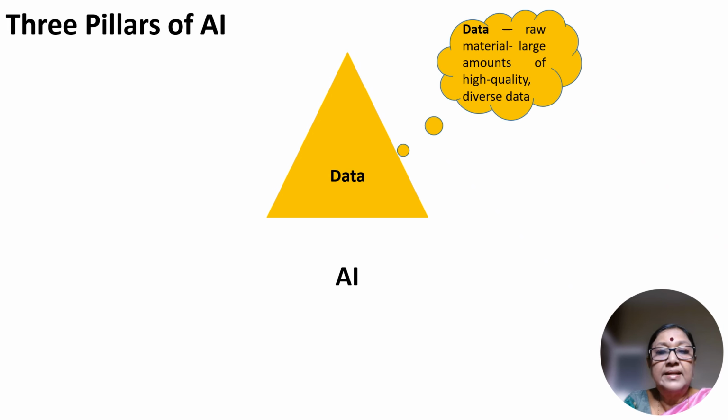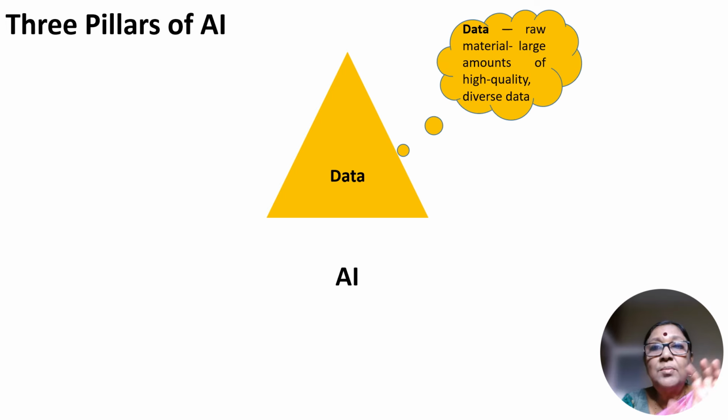So one is data. Data is the raw material. If you do not have data, nothing happens. But remember, this data is created by human beings, and they decide what data to give to the system. So it needs large amounts of very high quality machine data. If you give it low quality data, what the AI does will be low quality only. It won't be correct. And it should have diverse data. It should not be the same type of data, otherwise learning does not happen.